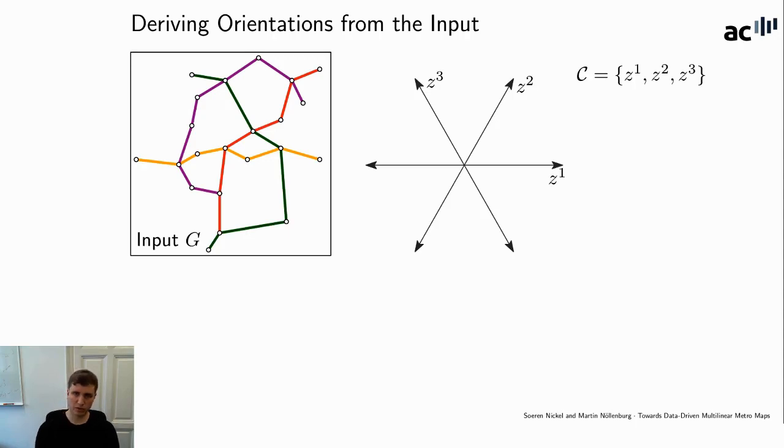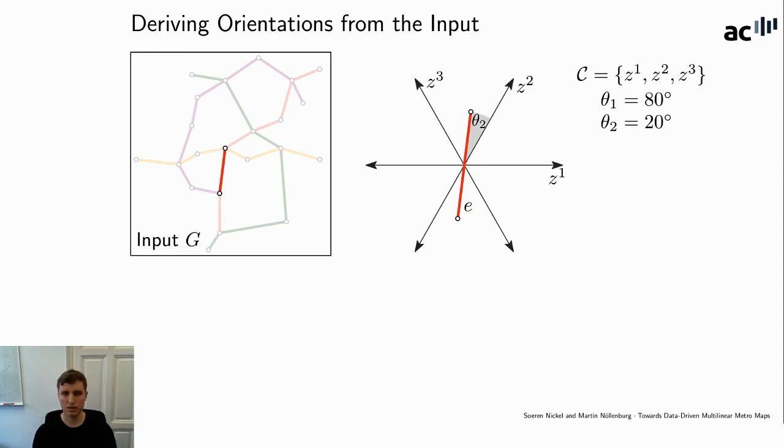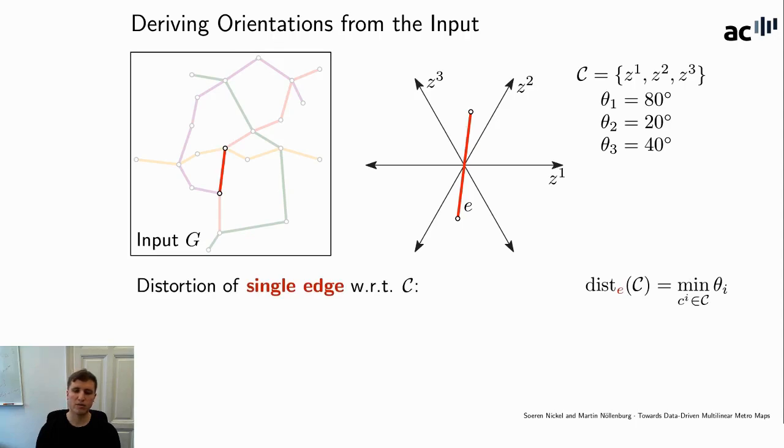Here we have an input graph, and we have just a given orientation system. And we want to be able to judge how well this orientation system fits the input. And we can do this by taking the edges and placing them over this orientation system. Then we measure the angles of the edge with all the available orientations. So here you can see we have an angle, a smallest angle between the edge and an available orientation of 20 degrees. And we define the smallest angle as the distortion for this edge.